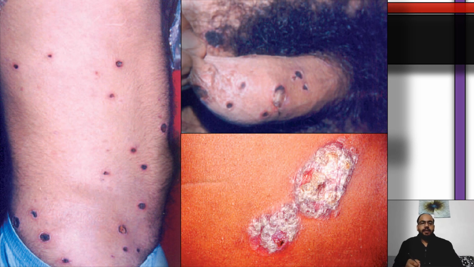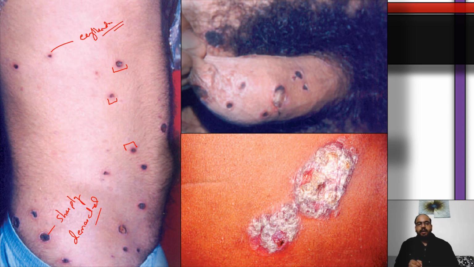So here we can see the manifestation of Lues maligna, again taken from a textbook. Look at the lesions here. These are all brown crusts, and they are very sharply demarcated. Look at them, they have an erythematous halo around them. So these are the Lues maligna crusting.